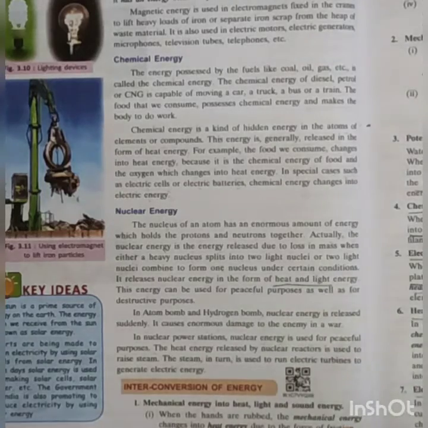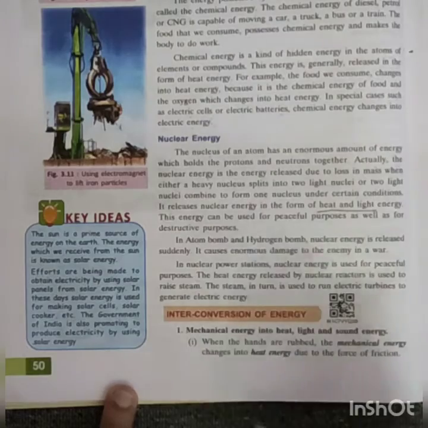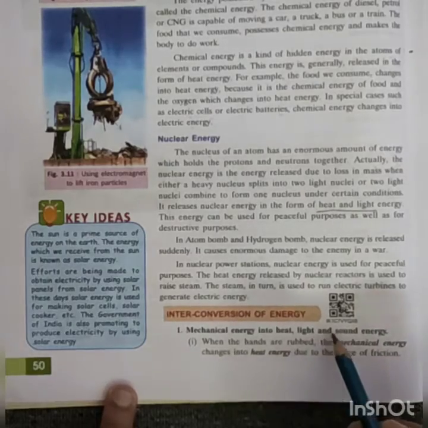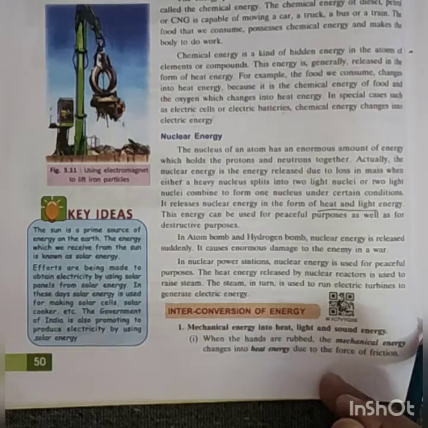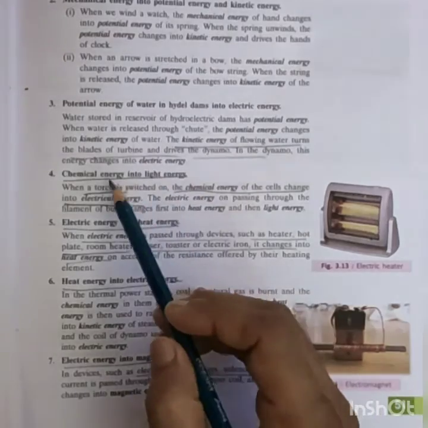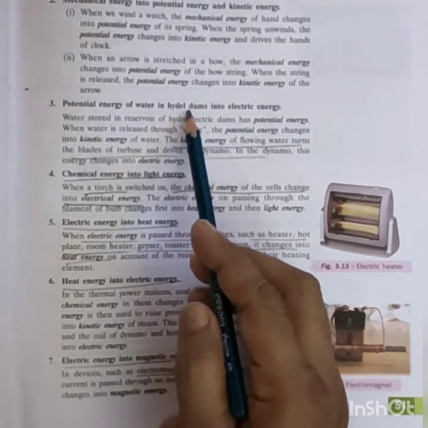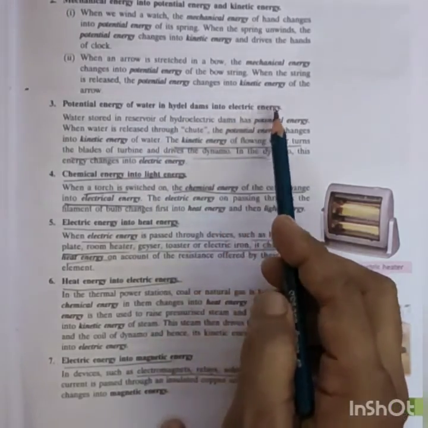Now we are going to learn about interconversion of energy. That means from one form to another form. What is it? Mechanical energy into heat, light and sound energy. So this way we'll go through a few of them. I will just tell you what they are. Here are some examples, like potential energy of water in hydel dams into electric energy.